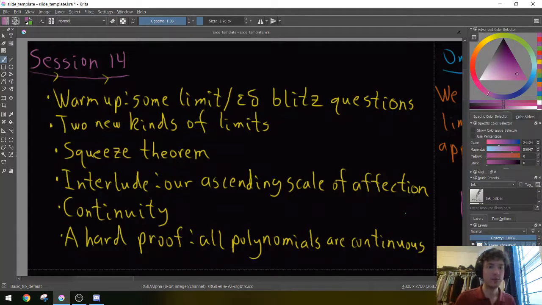So today, I think if I'm able to go quickly enough, we can finish introducing all of the new content on limits and continuity, but there's going to be a lot of exercises to do afterwards, so we won't be done with Chapter 2 per se.